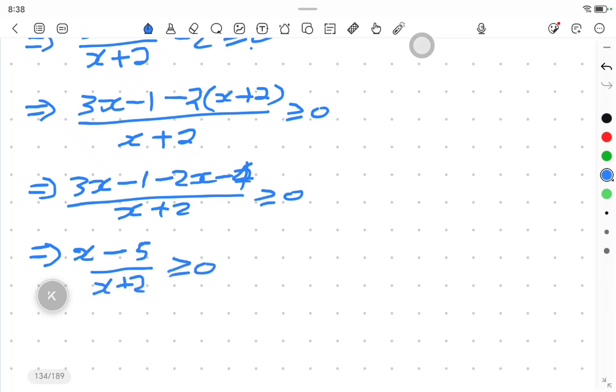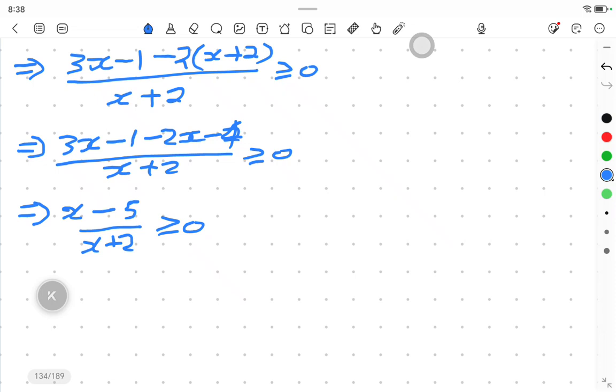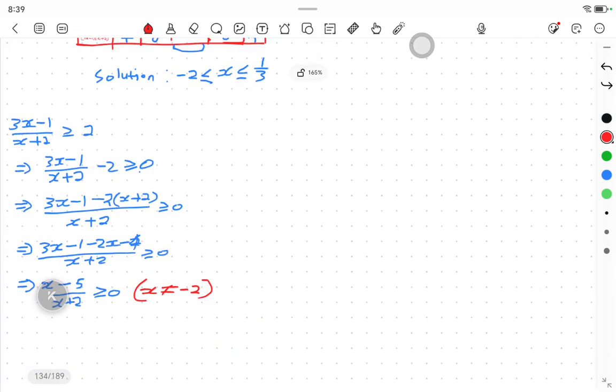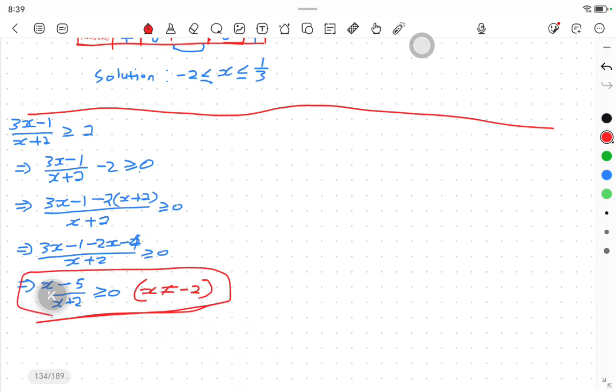Now, when we get here, this is a very important part, right? After getting to this final state, we need to specify here that our x is not equal to minus 2, because the moment it becomes equal to minus 2, this will be undefined. So we need to specify always when you're dealing with this kind of problems. You need to specify here. You say that this is not equal to minus 2.